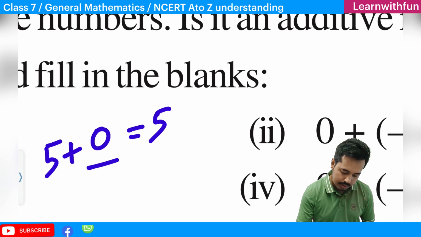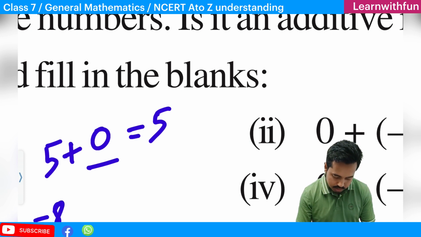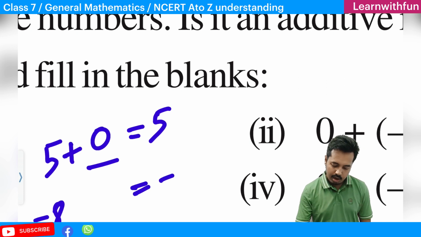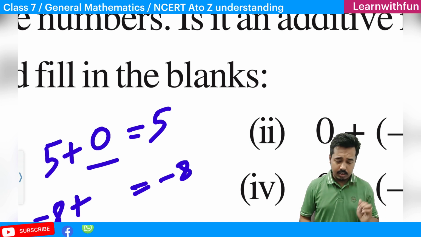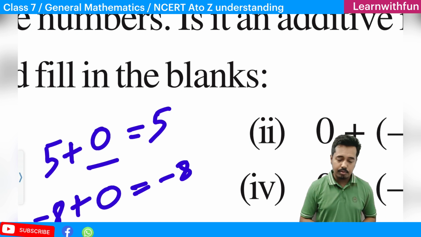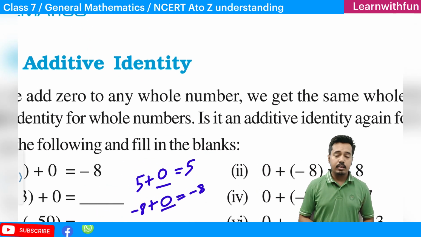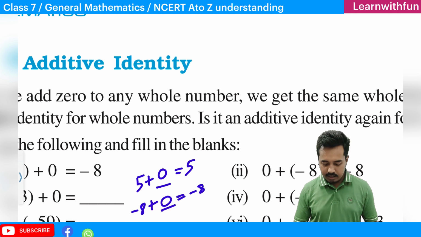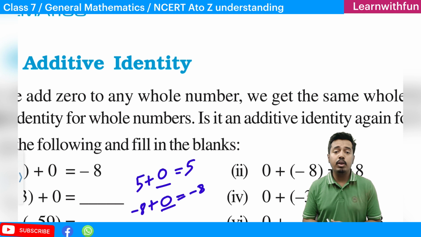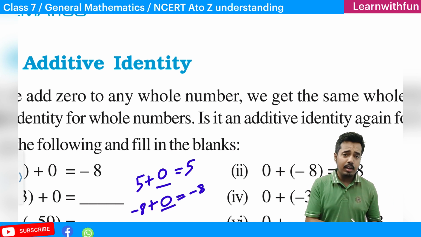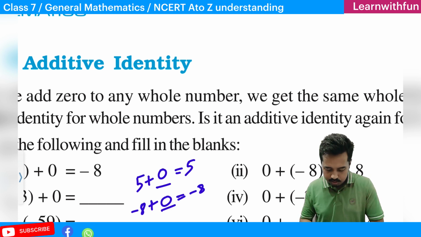So you have to add 0 with 5. In the second case, let's take -8. You'll have to get -8 after adding something with -8. That something is 0. That is why 0 is called the additive identity. 0 is called the additive identity for integers because 0 is the only number which we can add to a number, and after adding we get the same number as the result.